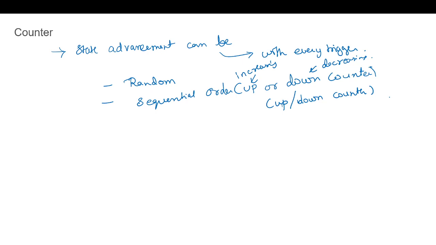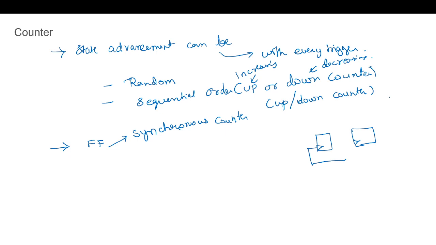So if all the flip-flops can be triggered from the same clock, we say that is a synchronous counter, meaning, say I have two flip-flops and the state changes of this and this flip-flop are based on one global clock. Such circuits are called synchronous counter circuits.